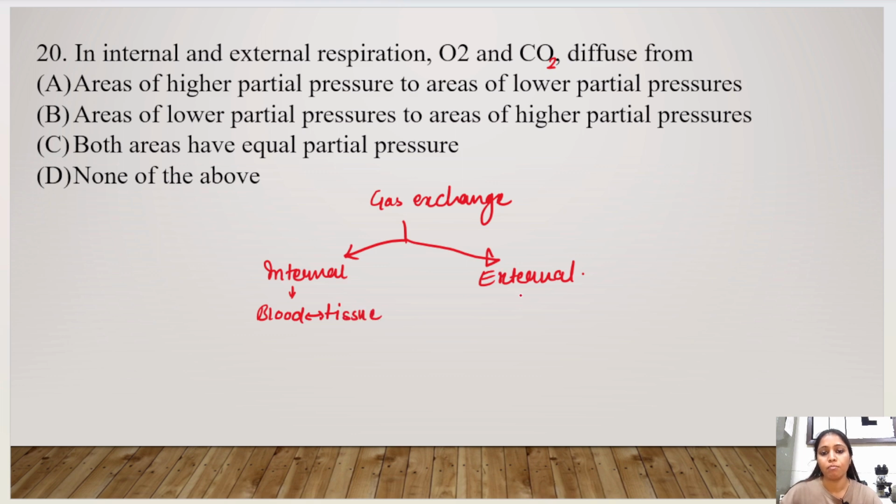And in external gas exchange, there is flow of gases from alveoli to blood and blood to alveoli. So here we all know that in internal gas exchange, oxygen comes into the tissues and CO2 comes from tissues to the blood. And this gas exchange occurs on the basis of their partial pressure.